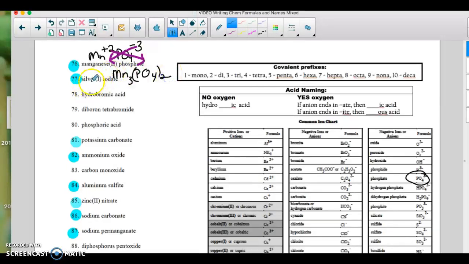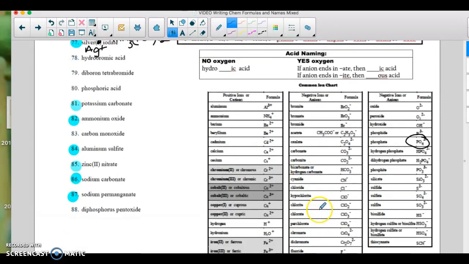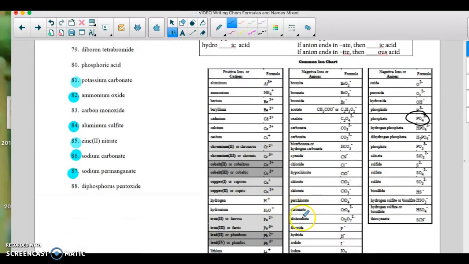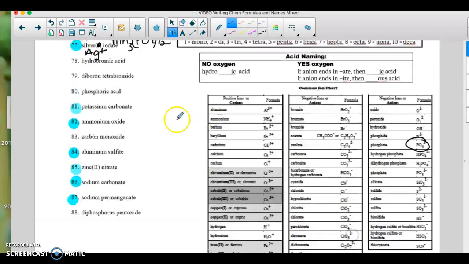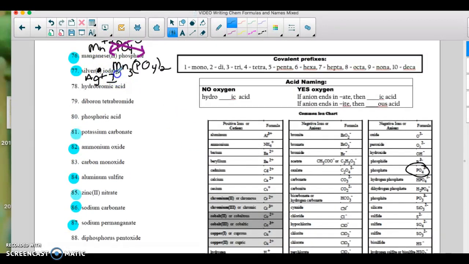Next, silver. Don't think it needs a Roman numeral. I think it's always +1. So +1, iodate. Somewhere. Here it is, I think. Right there. So IO3, and these are +1 and -1. They already add up to 0, so I don't need to crisscross. So that is my answer. My previous answer was there, so we don't know. And then this other is just my work.